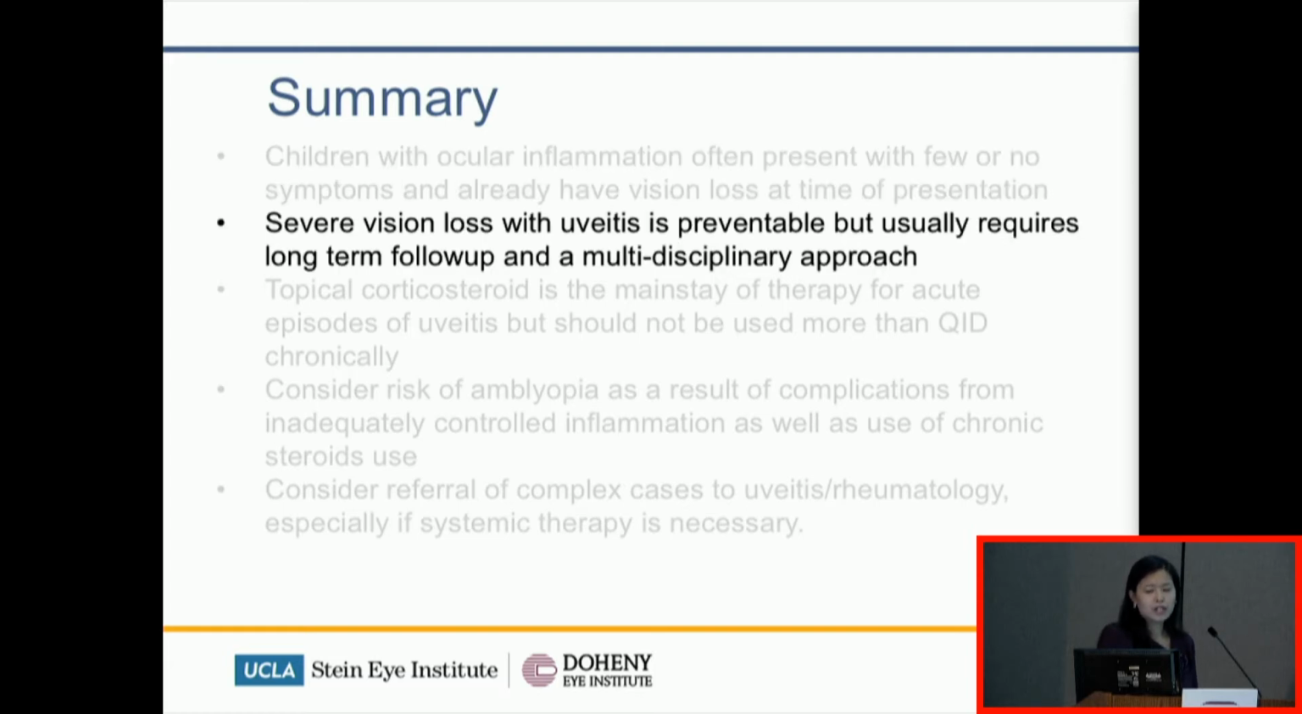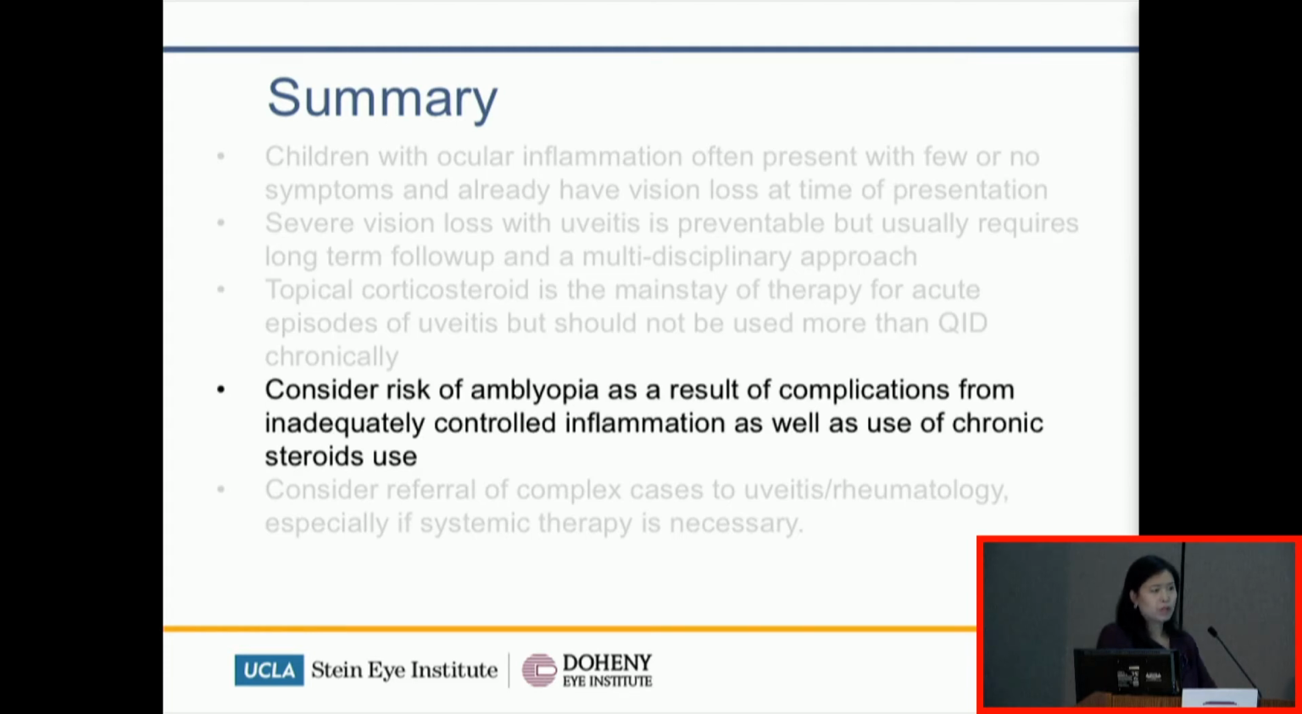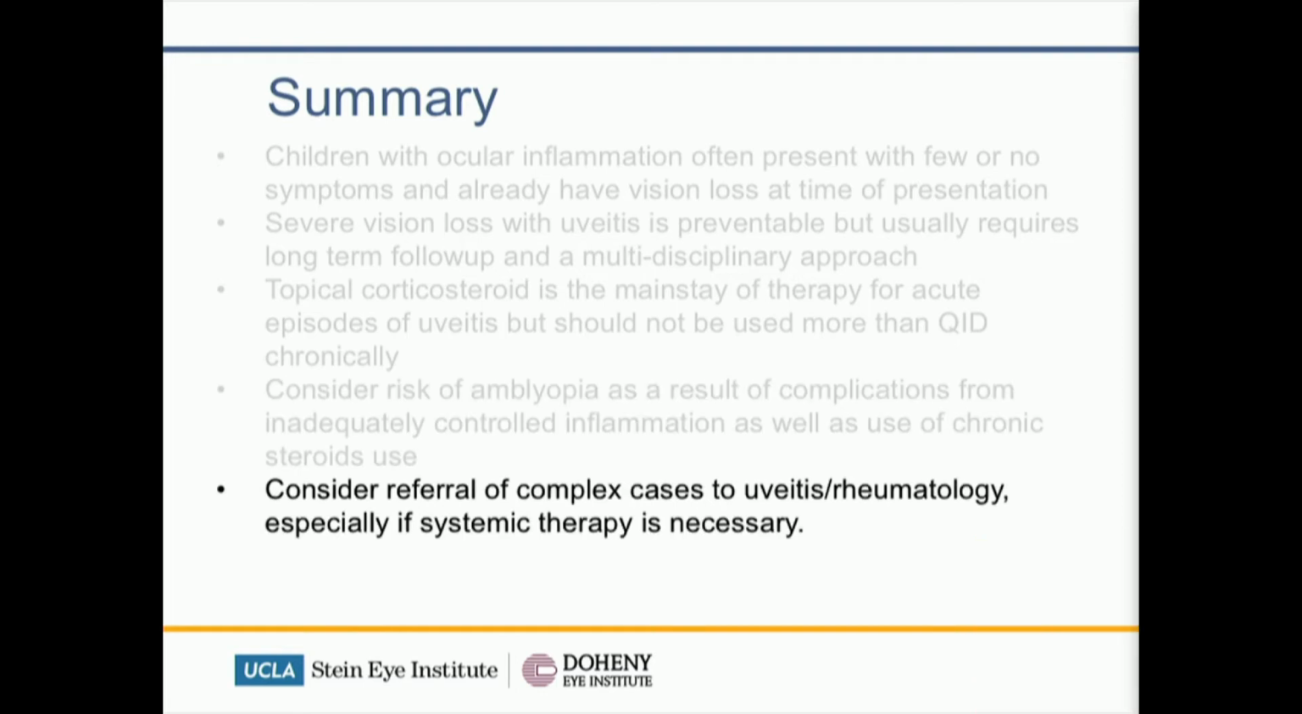Severe vision loss with uveitis is preventable, but usually requires long-term follow-up and a multidisciplinary approach. Topical steroids are the mainstay of therapy for acute episodes of uveitis, so that's either the first acute episode or breakthrough flares while on chronic therapy, but should not be used more than 4 times a day on a chronic basis. Consider risk of amblyopia as a result of complications from either inadequately controlled inflammation and/or the use of chronic corticosteroids. And consider referral of these complex cases to uveitis and/or rheumatology, especially if systemic therapy is necessary.